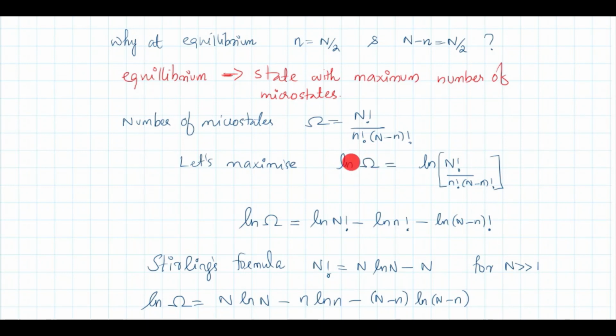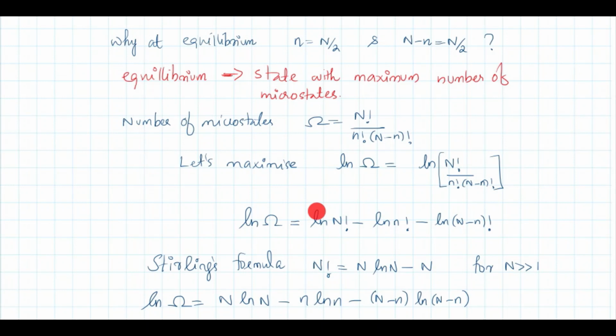Because if you are taking log omega, you will get an idea to avoid this factorial. Log omega is log of N factorial by small n factorial into N minus n factorial. Log a by b is log a minus log b. So applying that result, you will get log N factorial minus log small n factorial minus log (N minus n) factorial.